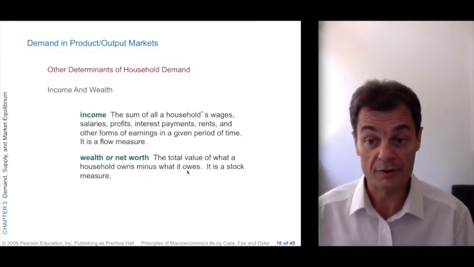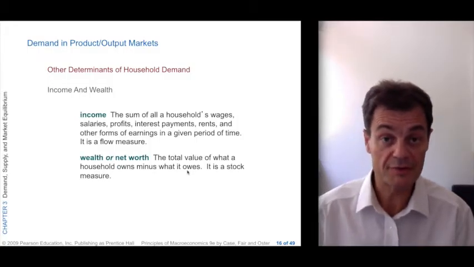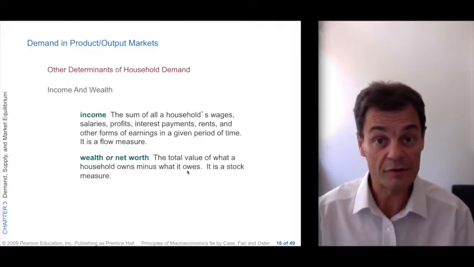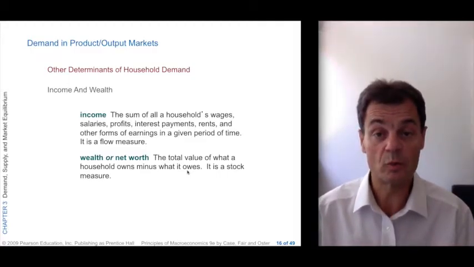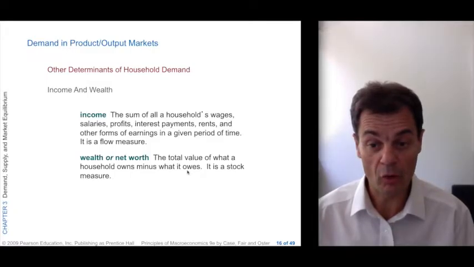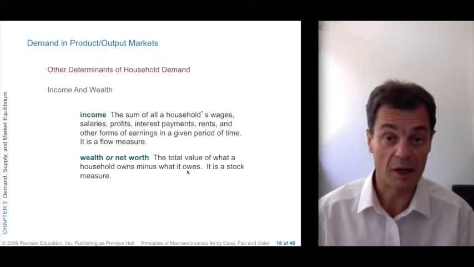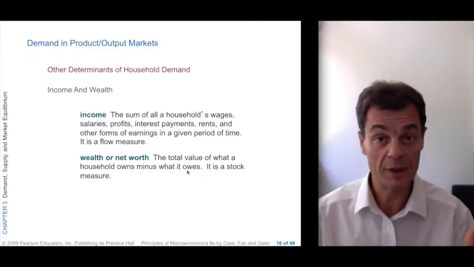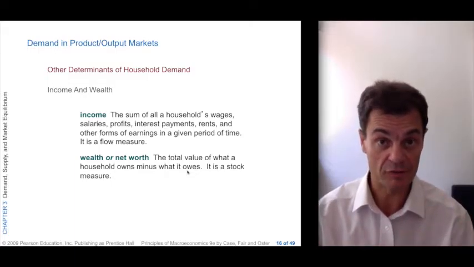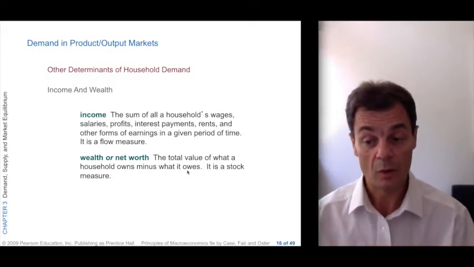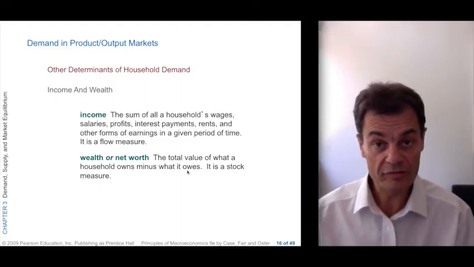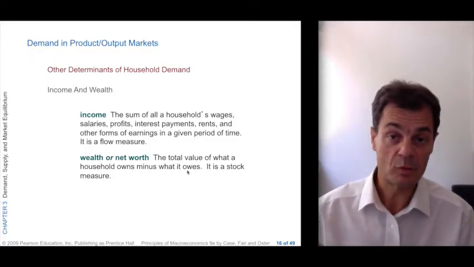There are other determinants in the household's demand. As we have seen, the price is the primary factor, but there are other elements that play a role. Income and wealth. Income is the sum of all the household's wages, salaries, profit, interest payments, rents, and any other form of earnings that the household can generate within a given period of time. It's a flow measure. That's everything that comes in as revenue during that period of time. Wealth or net worth is the total value of what a household owns, diminished by what it owes.